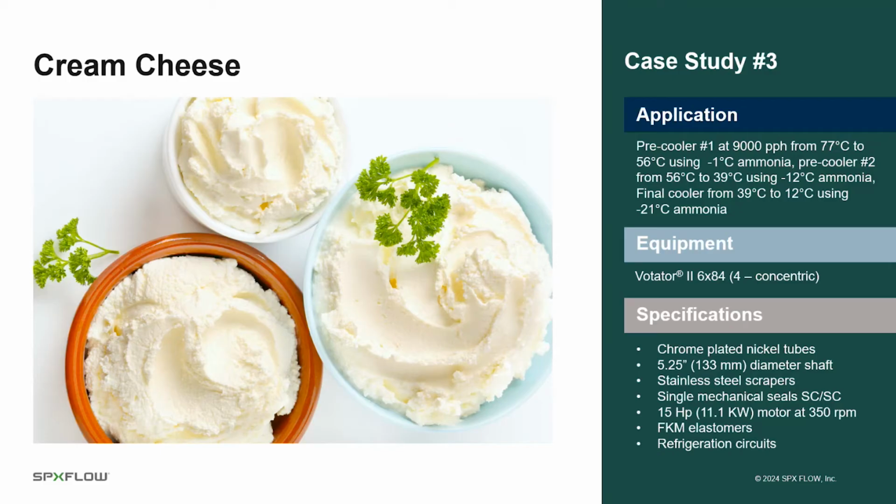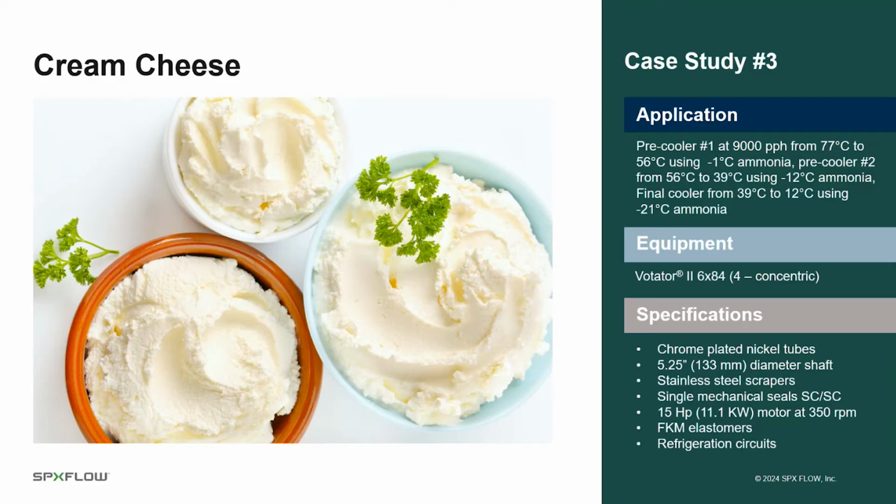And this was a Votator 2 because it's refrigeration, and it was a 6x84 with 4 concentric cylinders. And what's unique about this, I guess, is the 5¼ inch diameter shaft. We haven't really talked a lot about the details of all the different configuration types, but this particular customer was looking for a real creaminess to the product, and the 5¼ inch shaft provided that. With the 350 RPM, we provided a very nice consistency of product.